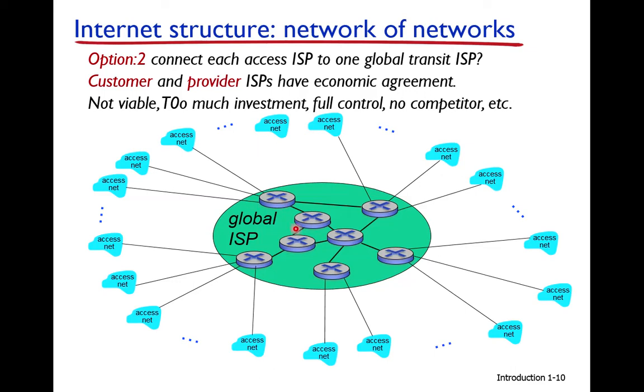Again, this global ISP is not feasible. It is not viable. Why? Because it requires too much investment for a provider to deploy their routers and their connectivity throughout the world. Maybe there is no one who can afford it.